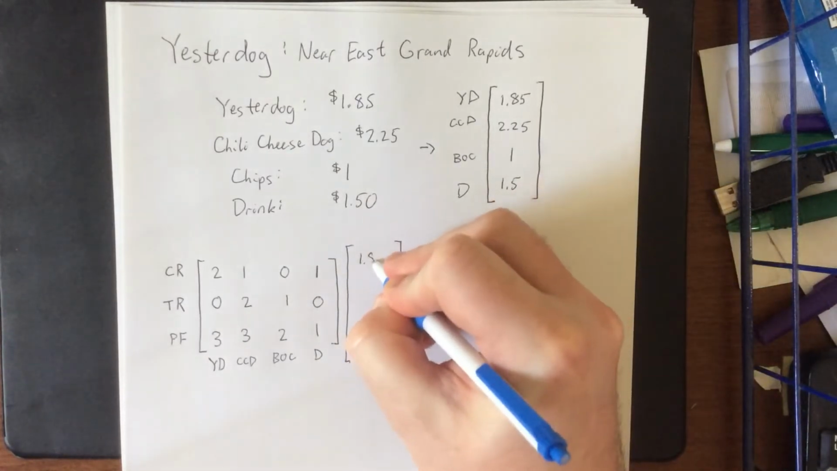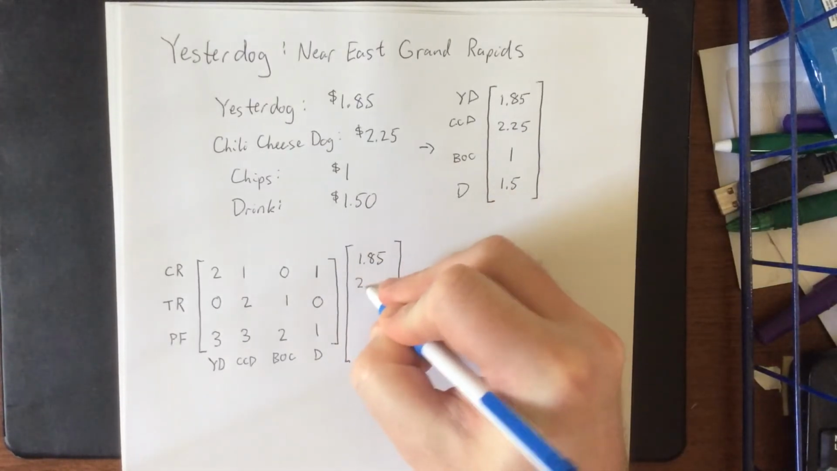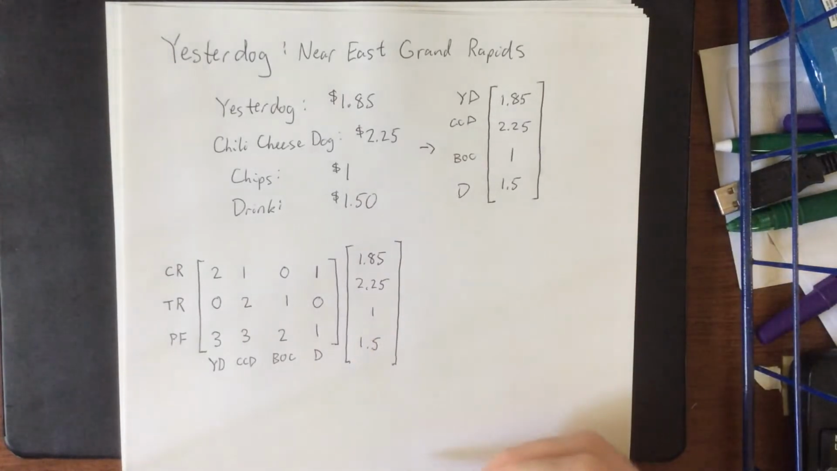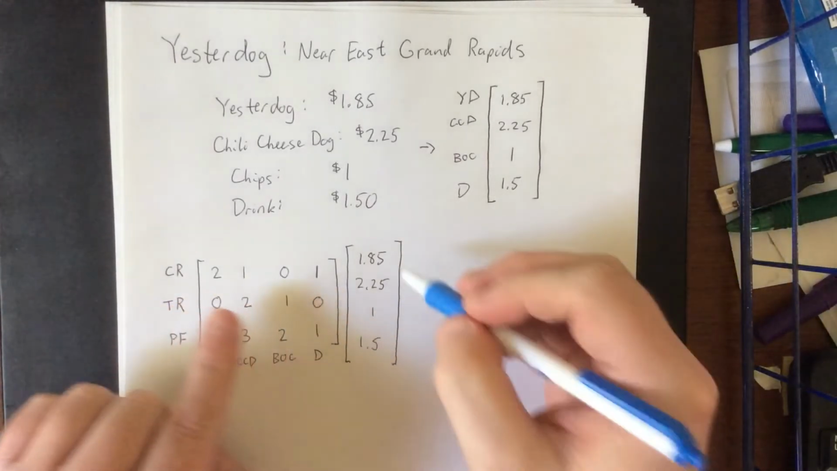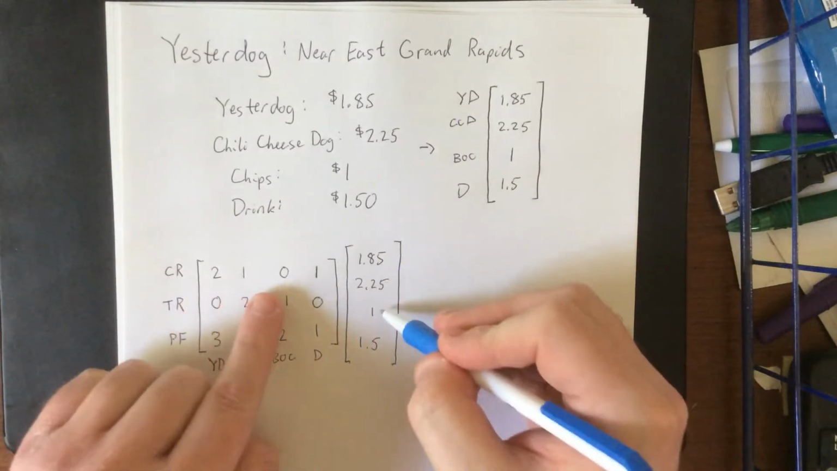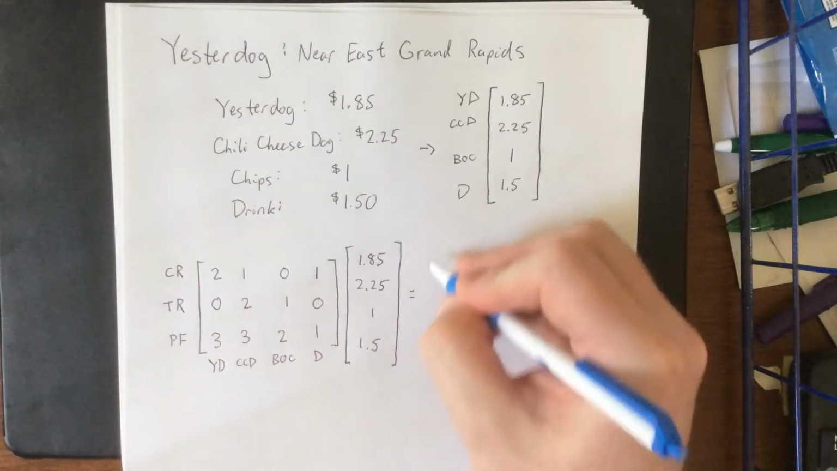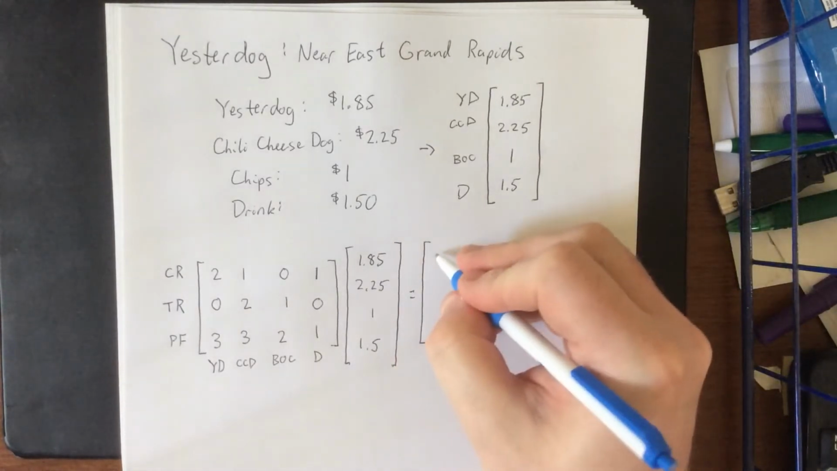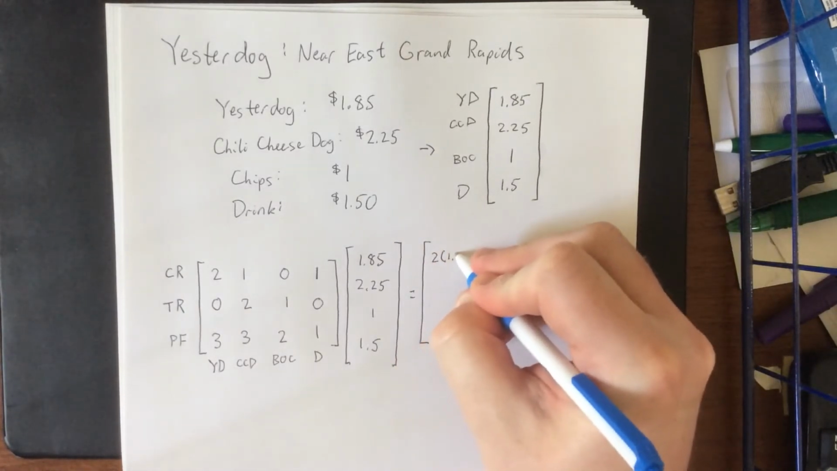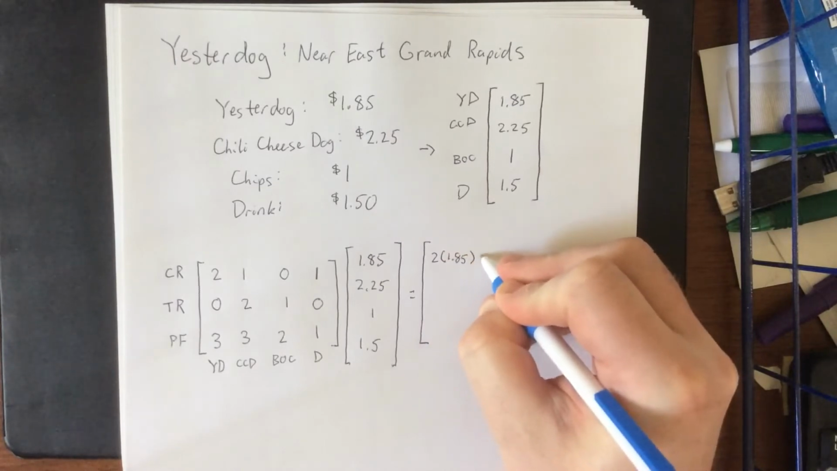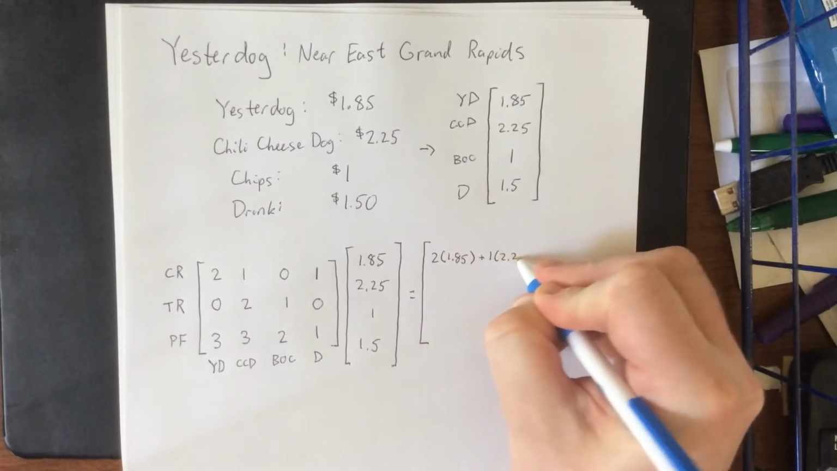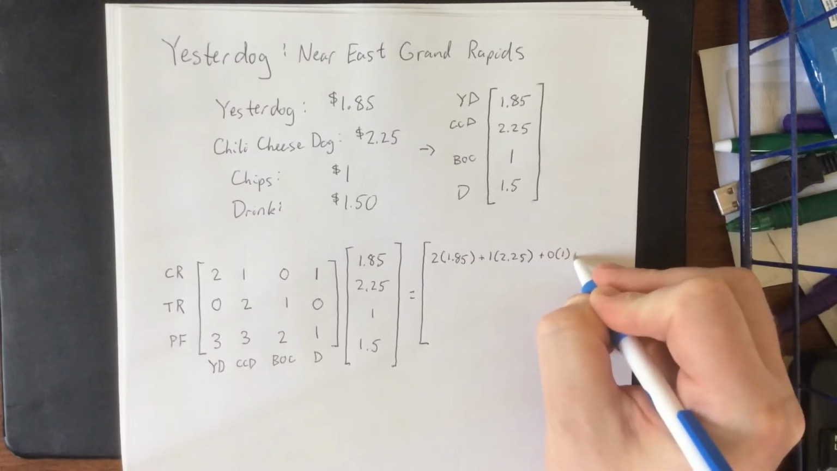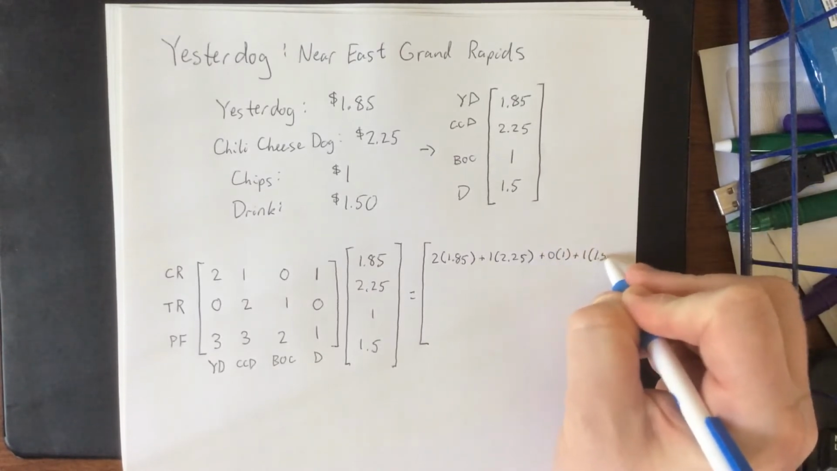Now, when we put that in up here, 1.85, 2.25, 1, and 1.5, then multiplying across a row and down a column, when we multiply these corresponding entries together, we're going to get the total amount that we're spending on our meal. So Chris Reed, he's doing 2 times $1.85, plus 1 times $2.25, plus 0 times $1, plus 1 times $1.50.